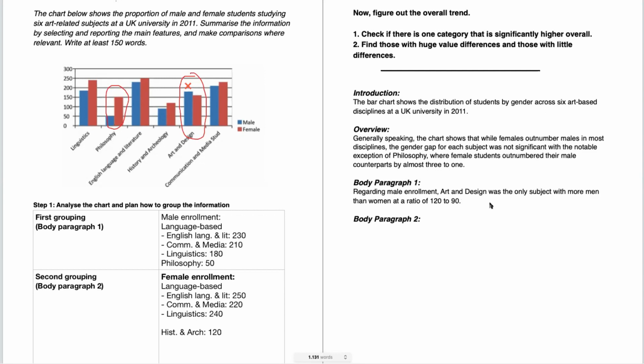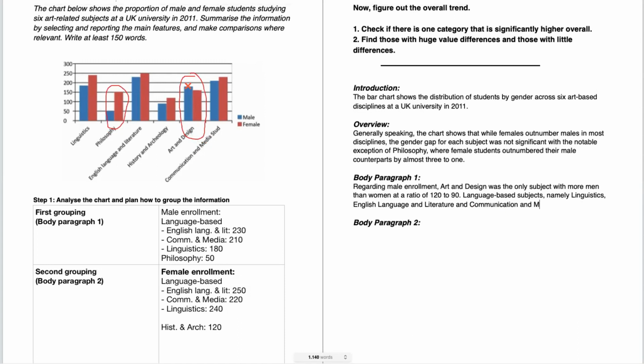And just from having studied math and having looked at ratios, this is about a 25% decrease. So we see that females account for about 25% less than male students here. So I've gone ahead and used a ratio again. And I'm going to then build upon this by looking at our outline. And I'm going to say language-based subjects. And we'll look at our options here. It says namely linguistics, English language, and literature, and communication and media studies were the most popular subjects for male students. And that is exactly what we saw here in our outline.